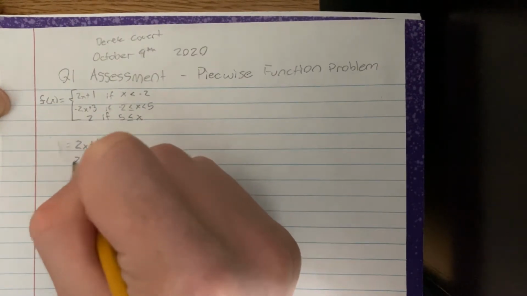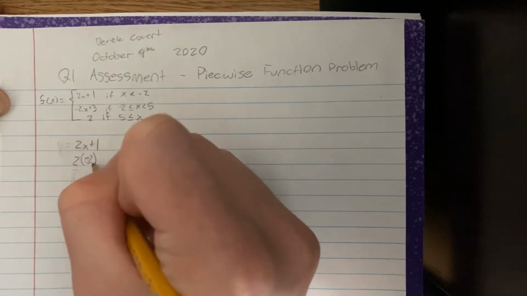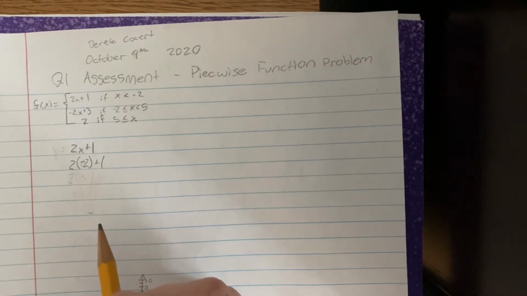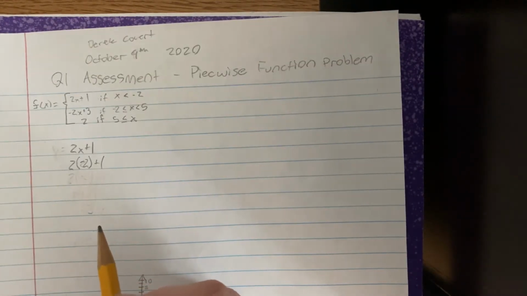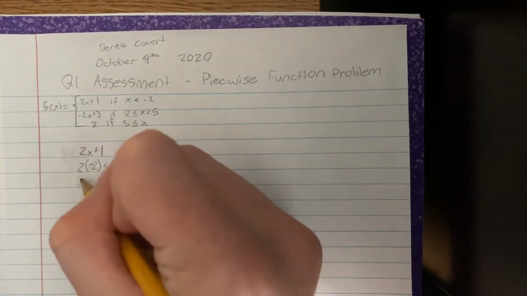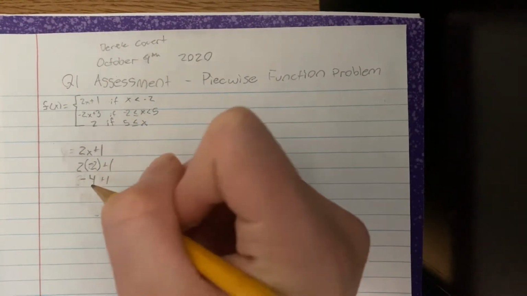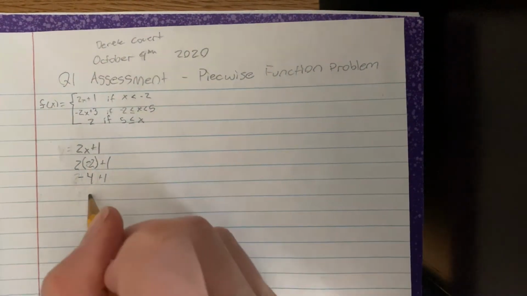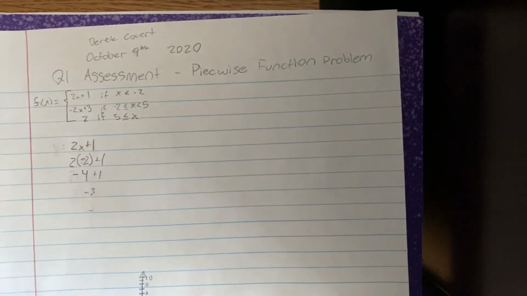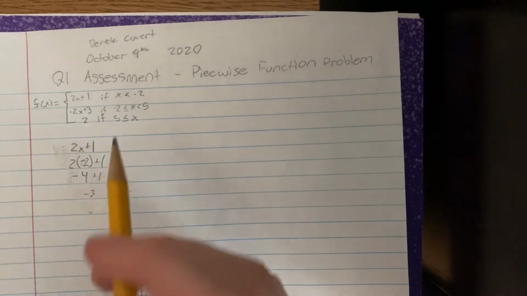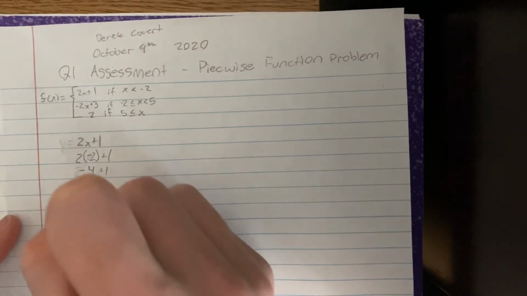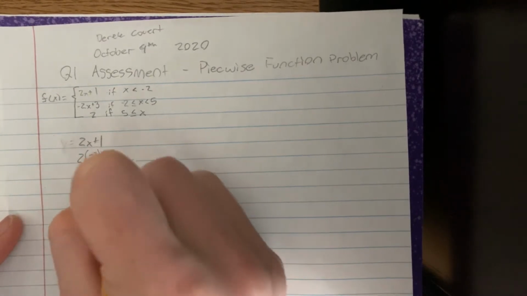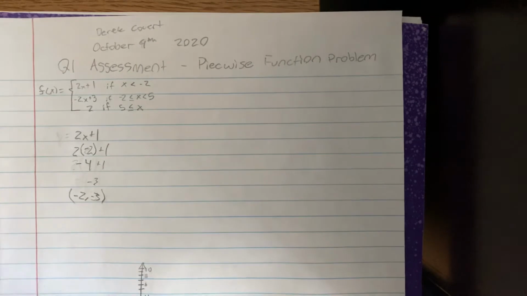You put negative 2 in. Negative 2 times 2 equals negative 4, plus 1 equals negative 3. So the solution for this problem, or the point, would be negative 2 comma negative 3. That's the answer to the first one.